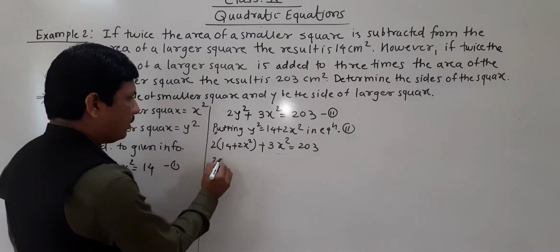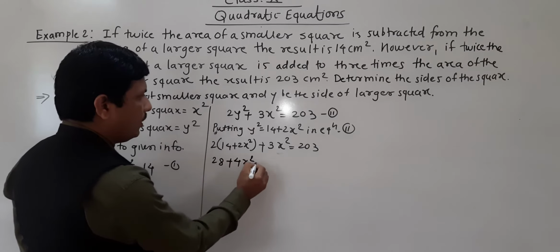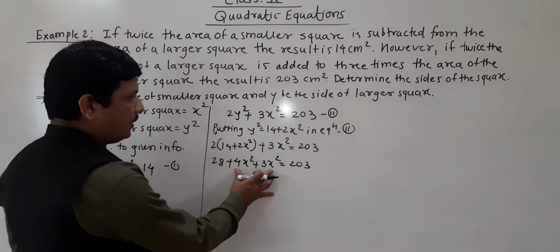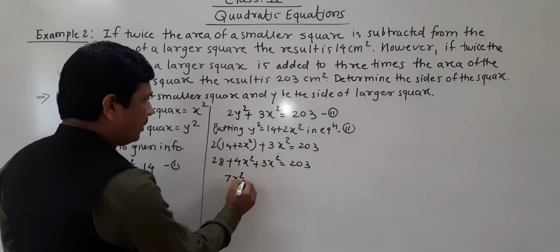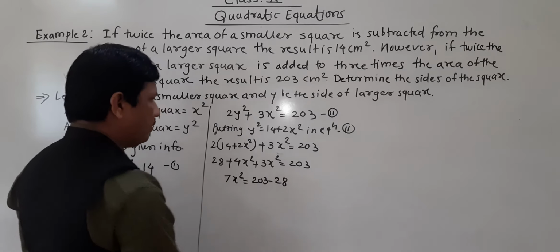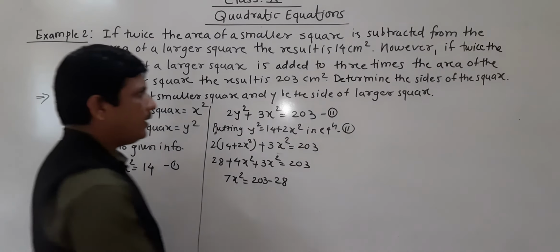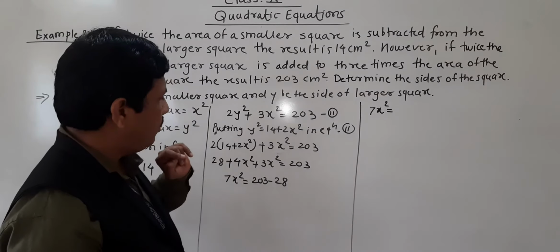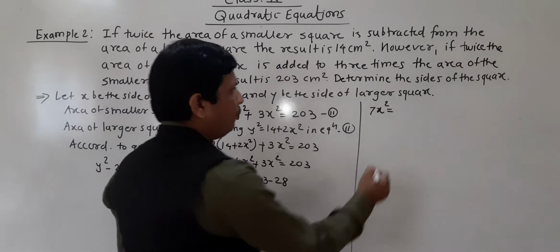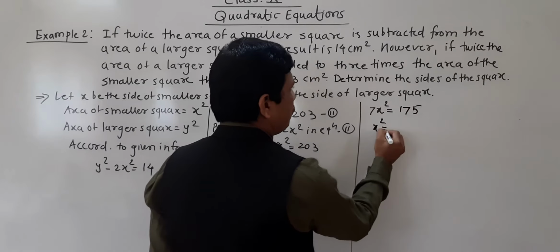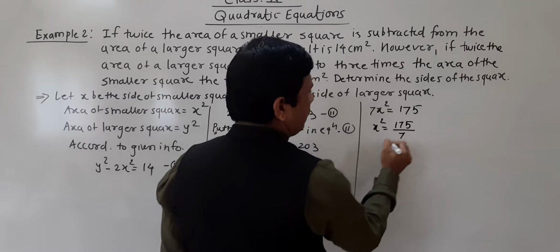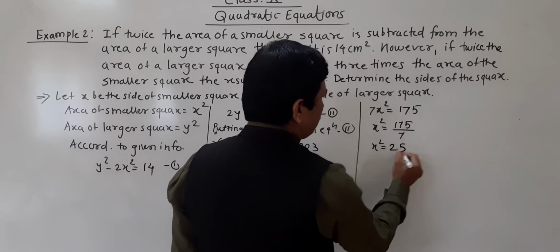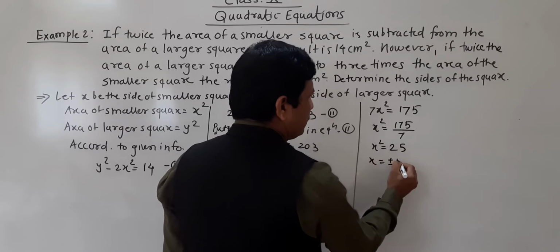So 2 times 14 is 28, plus 2 times 2 is 4x square, plus 3x square is equal to 203. Okay, so 4 plus 3 is 7, 7x square is equal to 203 minus 28, which is 175. So x square is equal to 175 divided by 7. 7 5s are 35, so x square is 25. So x is equal to plus minus 5.